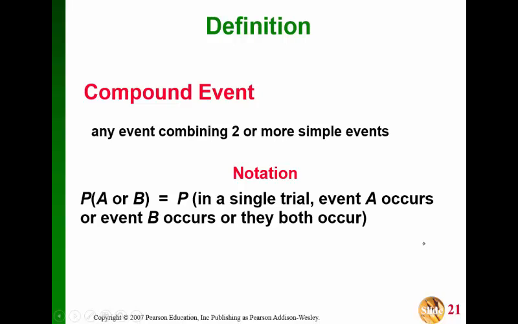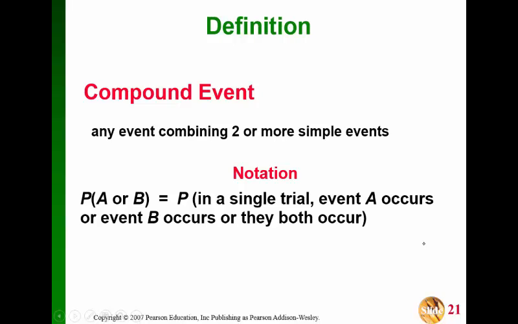So let's start by defining what we call a compound event. A compound event is an event that has two or more simple events. And here we introduce the word "or." We're going to use "or" and "and," and those two conjunctions are going to be important for us to tell the difference between them. They're going to be associated with a mathematical operation. So, A or B.